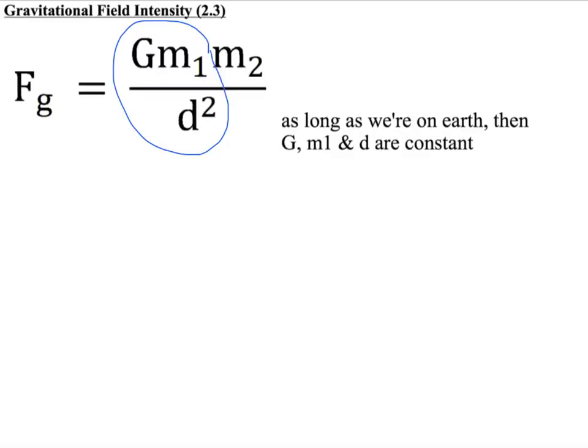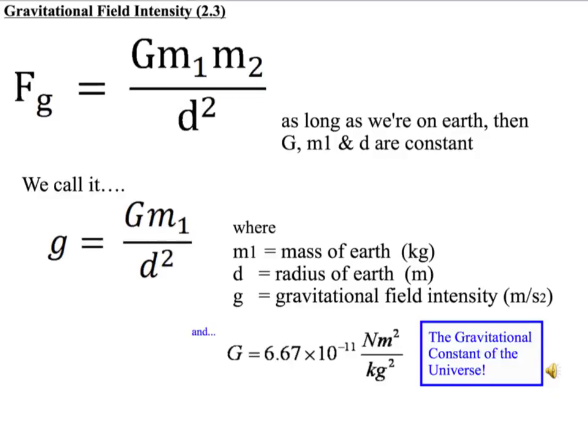If that stuff is constant, then we could simplify this equation a little bit. That stuff right there, we're going to give it a new name. We're going to call this thing little g. So little g is, once again, just this part right here: G m1 over d squared, where m1 is the mass of the Earth, d is the radius of the Earth, and g is gravitational field intensity, or gravitational field strength. You'll hear it called both of those things.